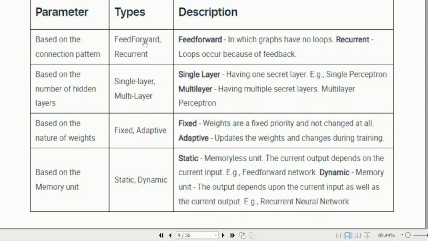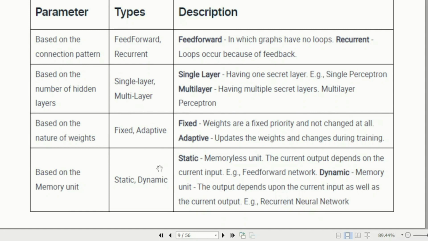The third type of ANN is based on the nature of the weights. Which kind of weight is there? Two types: fixed and adaptive. Fixed weights have fixed priority and are not changed at all. They are already fixed weights, and we are not going to change any value there. Adaptive weights are updated and changed during the stage of training.